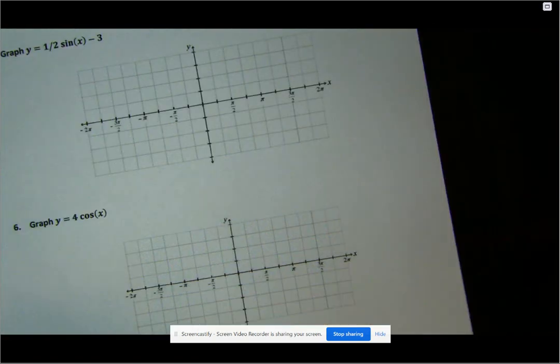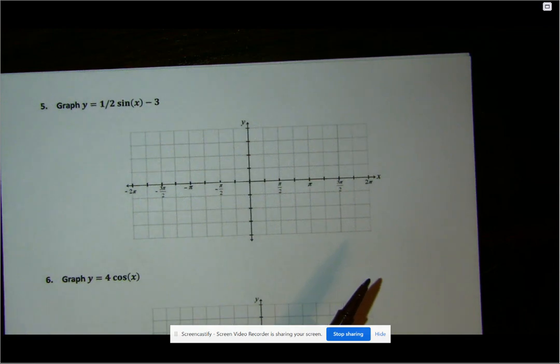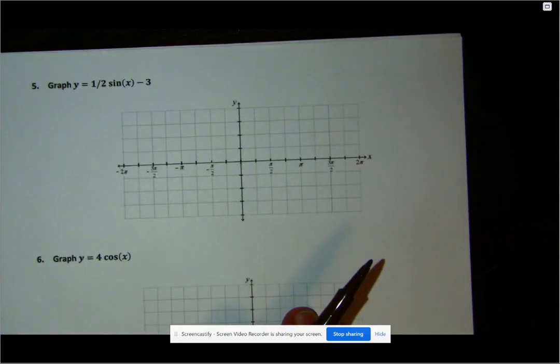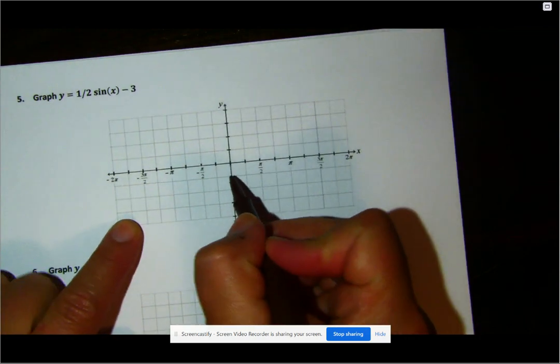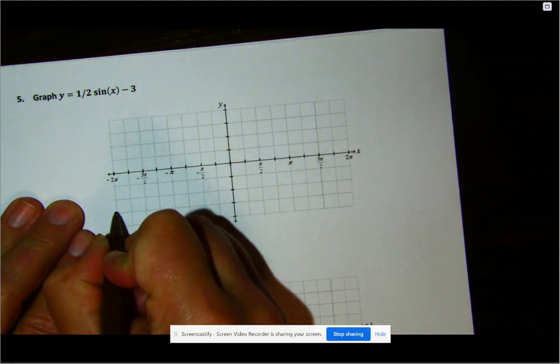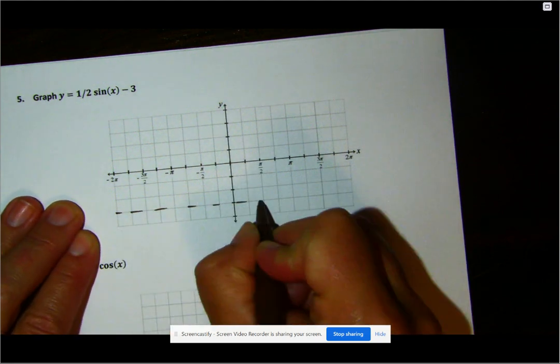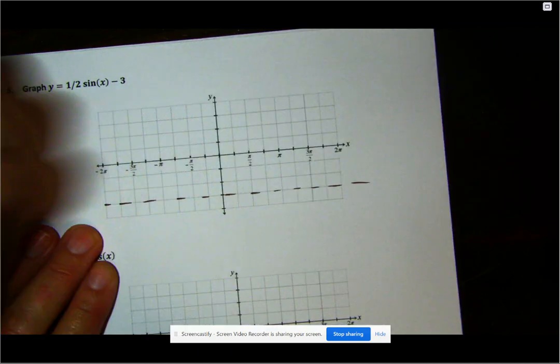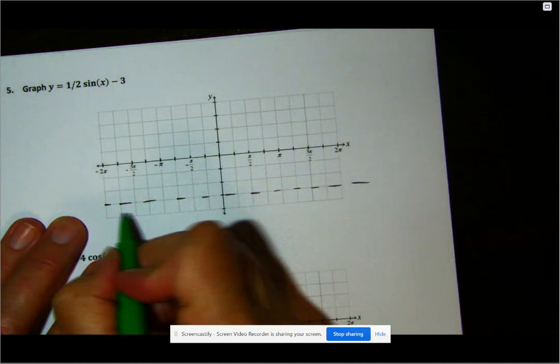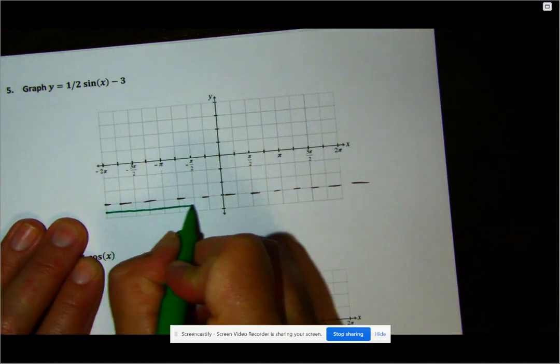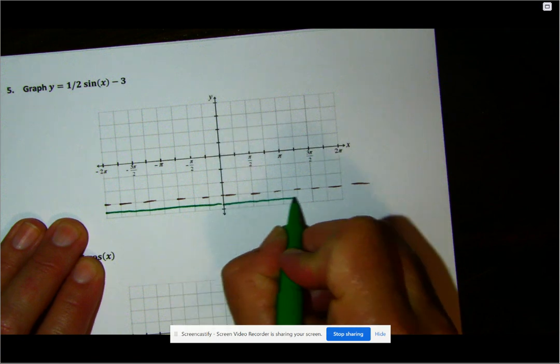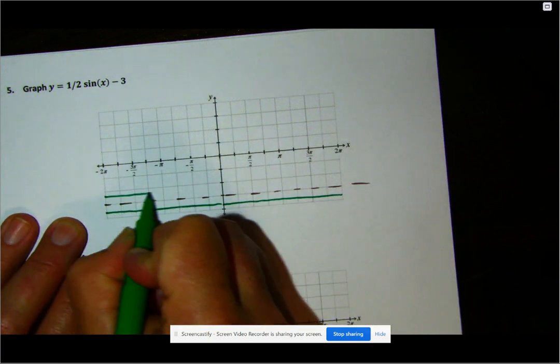Let's do 2 more. Oh, just kidding, 3 more. This is madness. Okay, next one, y equals 1/2 sine x minus 3. So midline down here, 1, 2, 3. Okay, and amplitude of 1/2. It's gonna be a cute graph.